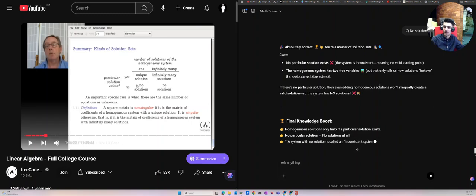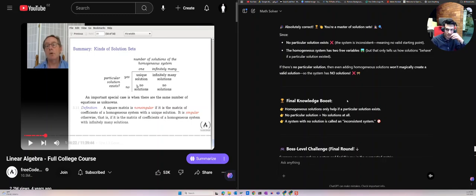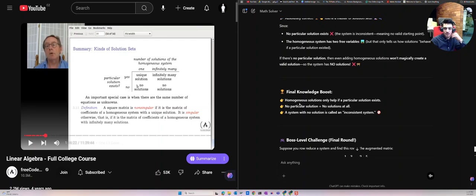The homogeneous system has two free variables, but that only tells us how solutions behave around a particular solution. If there is no particular solution, then even adding homogeneous solutions won't magically create a valid solution, so the system has no solution. Final knowledge: the homogeneous solution helps only if a particular solution exists. No particular solution, no solution at all. A system with no solution is called an inconsistent system.